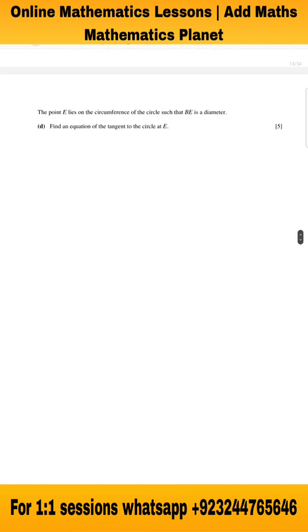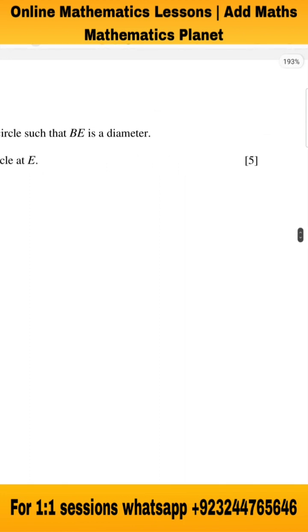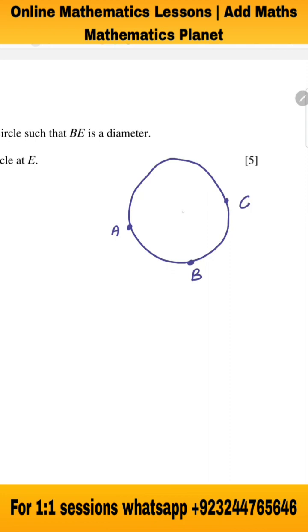The point E lies on the circumference of the circle such that BE is a diameter. Find the equation of the tangent to the circle at E. So let's make a diagram and understand this. We have a circle. Our circle has 3 points A, B, and C. The center point is called D. Now there is another point E, and the tangent at E is perpendicular to the radius of the circle.